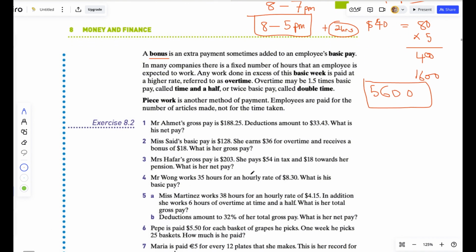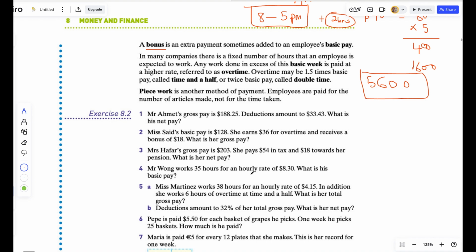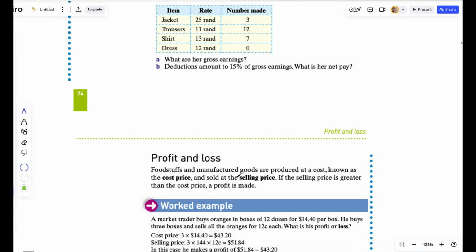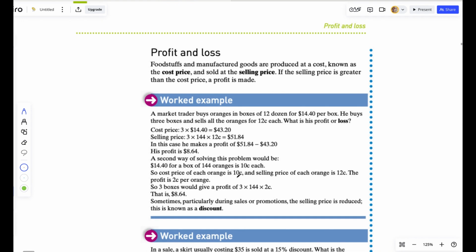Now, piecework is when they pay you per the amount of work you do. Piece rate, piecework, they pay you per what you do. Okay, so that's that for this type of mathematics. If there's any question you can ask. Let's go to profit and loss.